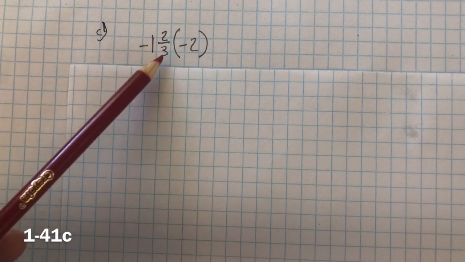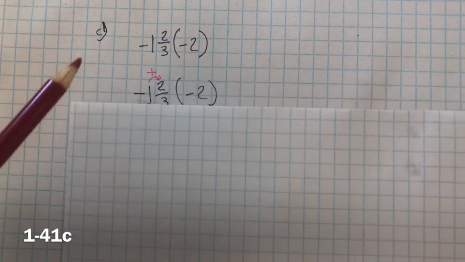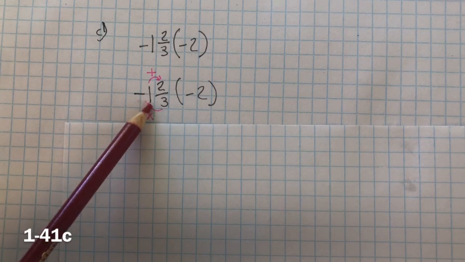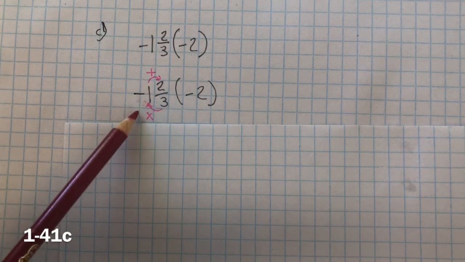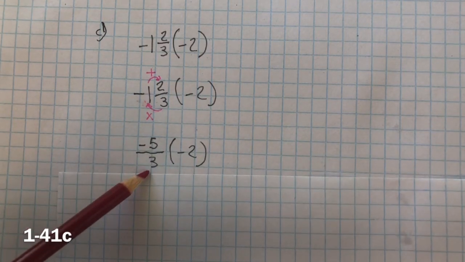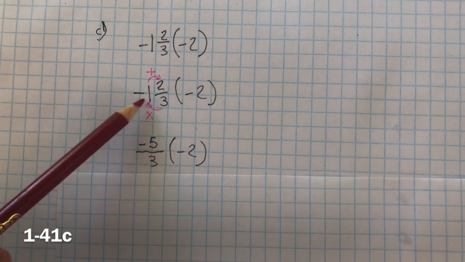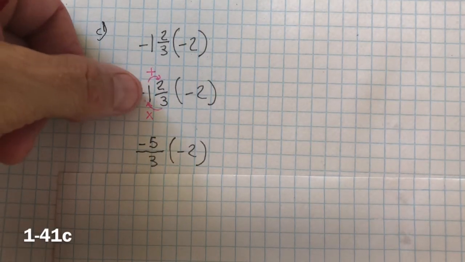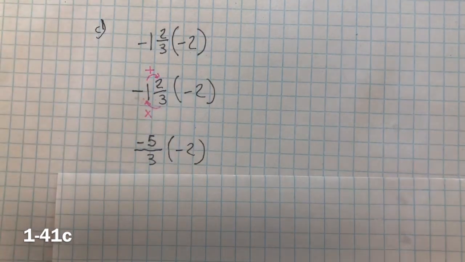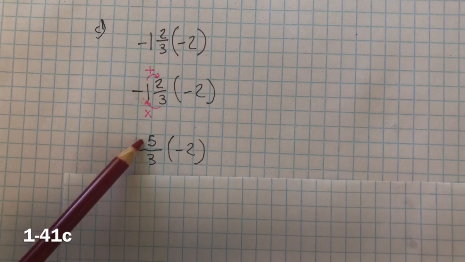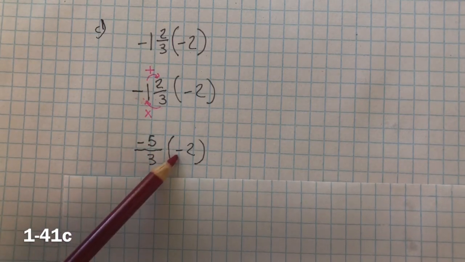Well, I'm going to first turn this mixed number into an improper fraction. And I'm going to do that by 3 multiplied by 1 is 3, plus 2 is 5. And so we have a negative 5/3. And the reason why it's not 3 multiplied by negative 1 is because we're not including that negative. We're going to apply that negative at the end. We're only multiplying it by the 1.